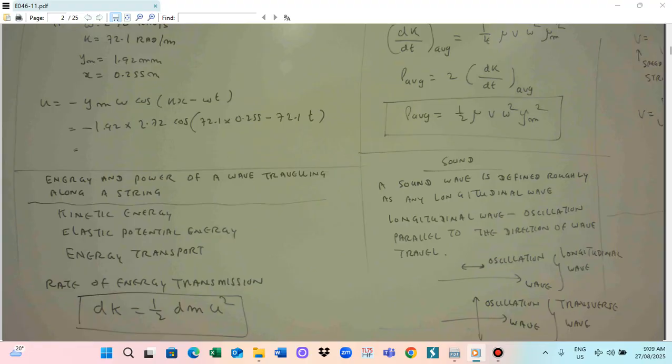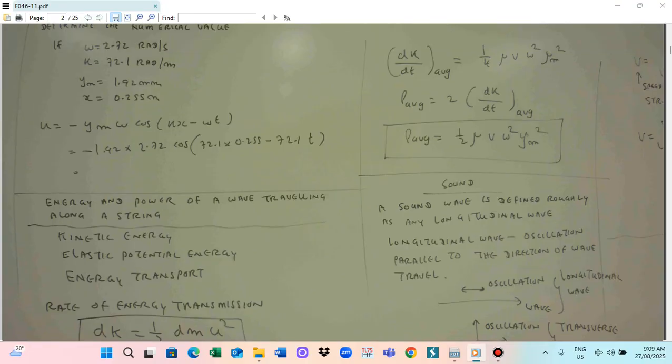So we can also calculate the rate of the energy transmission. The rate of energy transmission can be calculated by a formula. Rate means the change with time. The kinetic energy dK is equal to half into dm into u square, where dm is the mass and u is the velocity.